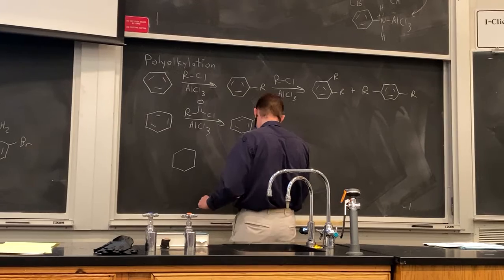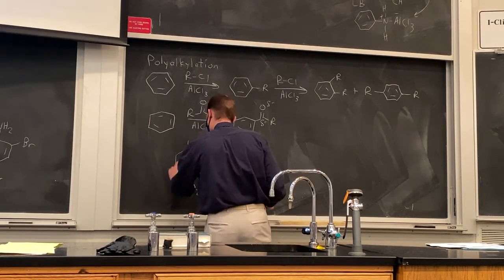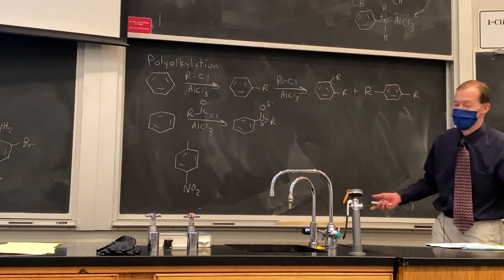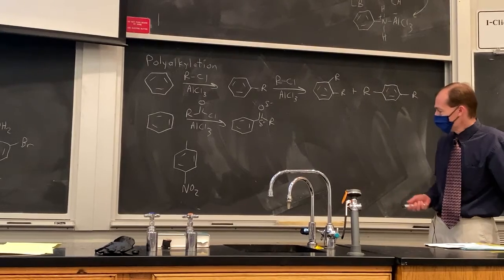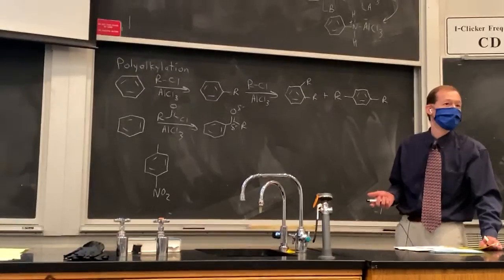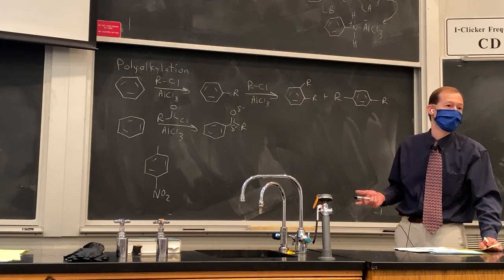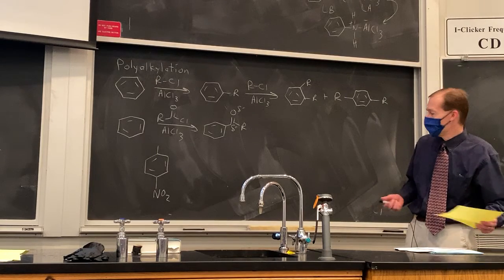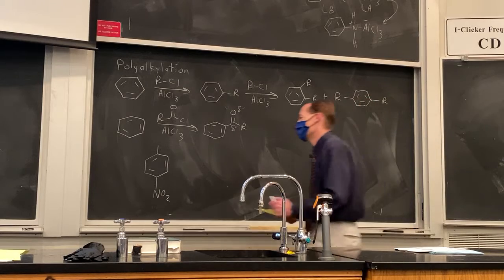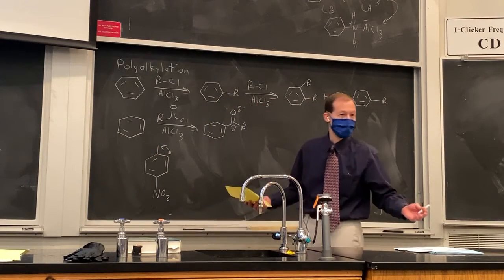Okay, so let's take a look. Let's say we're going to make para-nitrotoluene. What are the directing effects of that methyl group? To which carbons will that methyl group direct substitution? Okay, it's an ortho-para director. In this case, the para position is blocked. We already have a substituent there. So that methyl group is only going to direct to the ortho position.